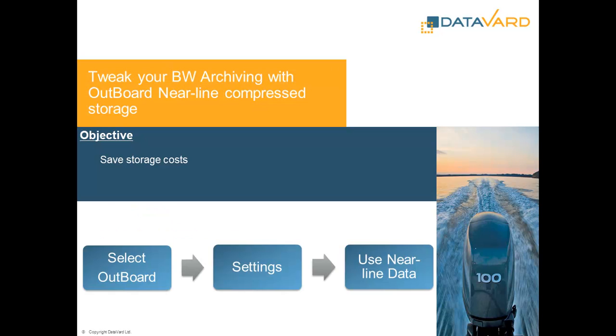In this demo, you will see how after implementing OutBoard, you will be able to tweak your SAP BW system and therefore start saving storage costs. You will be able to report on and load the NLS archive data. The process steps for this will be to select OutBoard as NLS archiving, set up NLS archiving, and finally use nearline data.